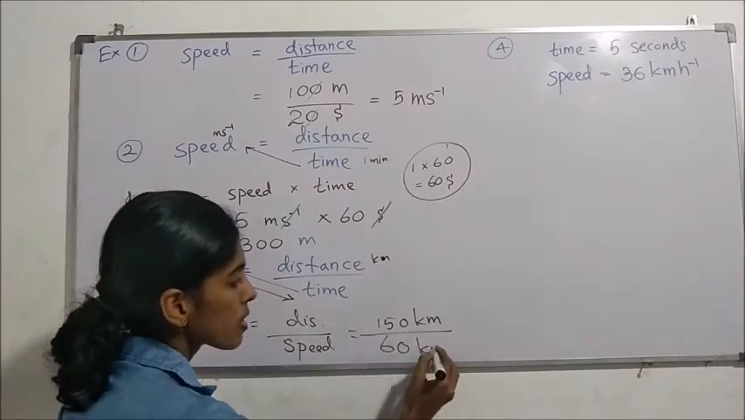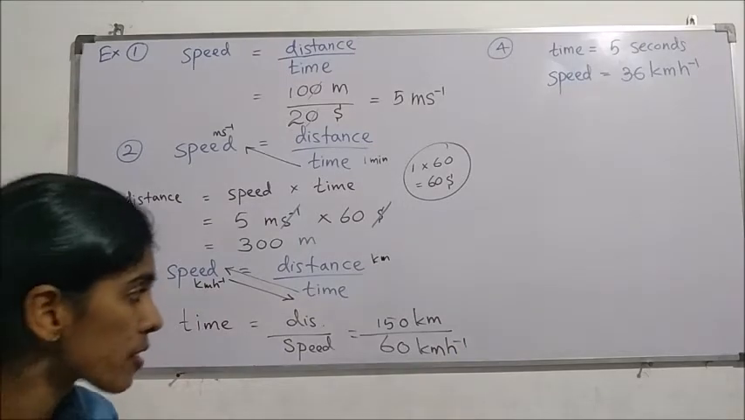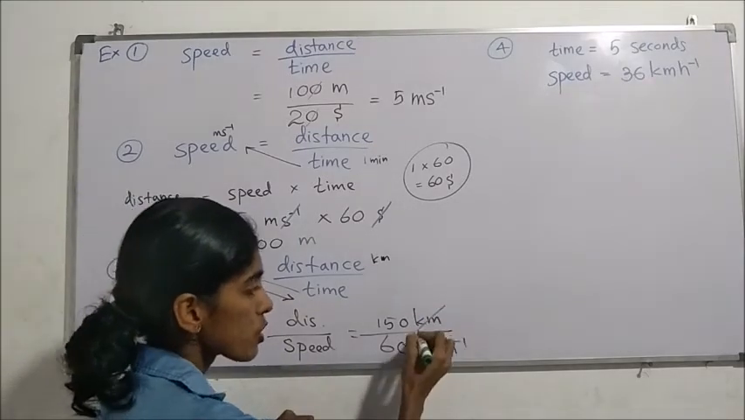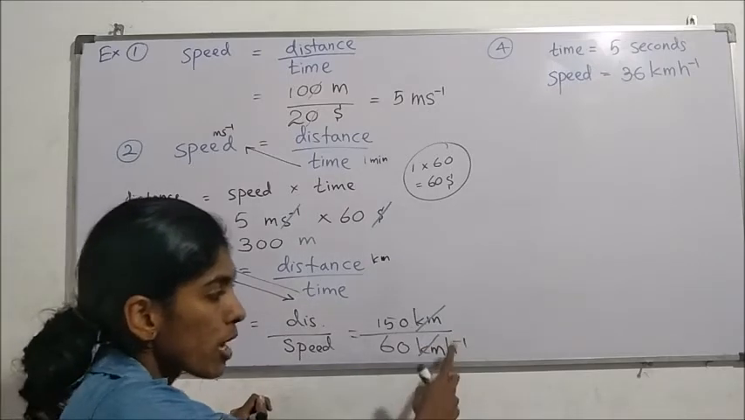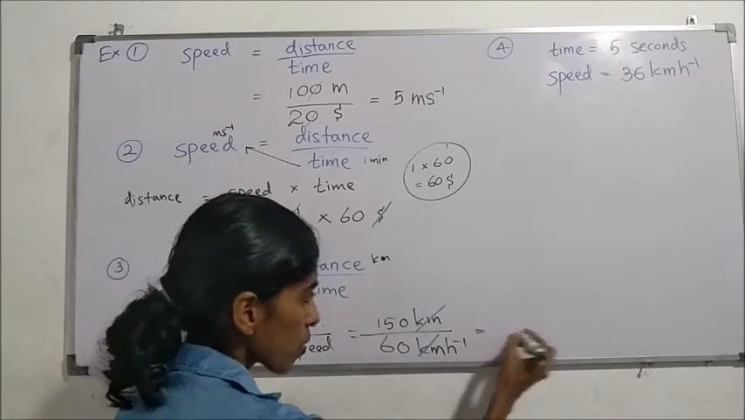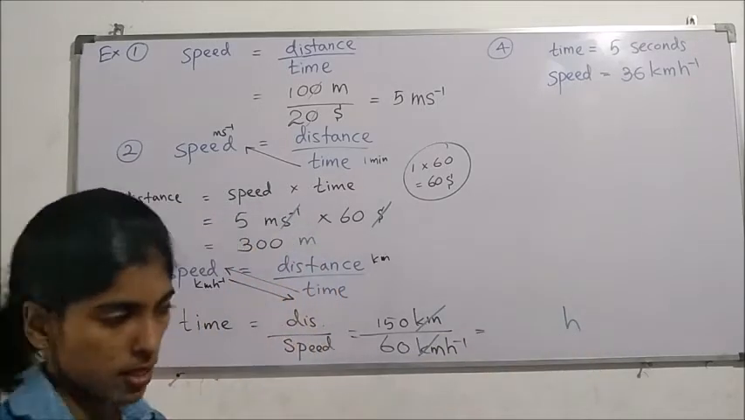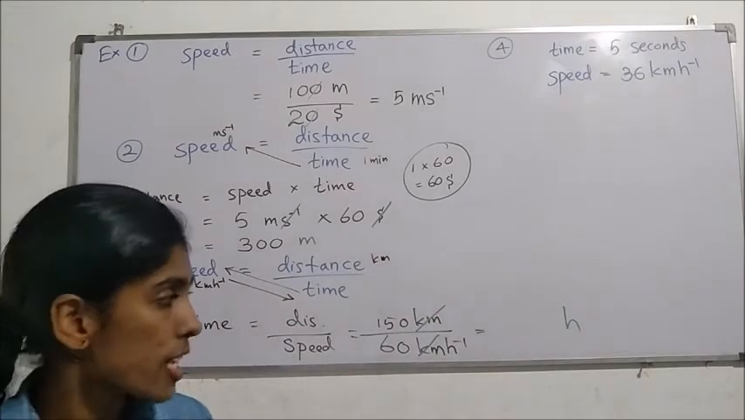60 kilometers per hour. When we consider the units, here kilometers up and kilometers down are cancelling out, and this h minus 1 can be sent up by making it positive, right? So the answer will come in hours. H minus 1 will go up and we can make it positive.